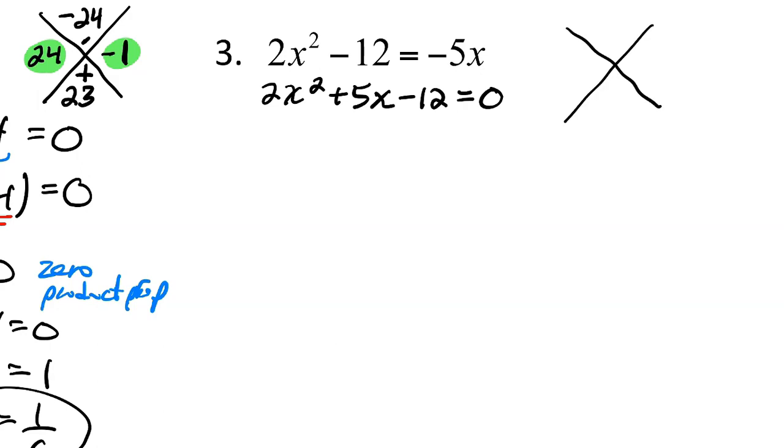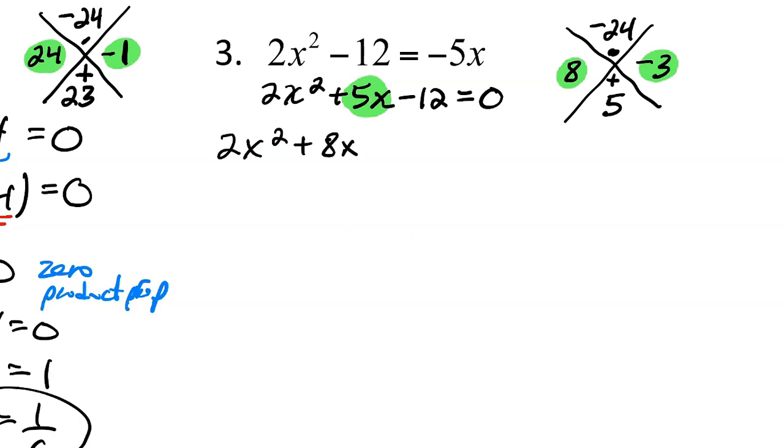So we're going to multiply 2 times -12 to get -24. We have 5 down here. And factors, that would be 8 times -3. Those multiply to -24 and they add to 5. So we would rewrite this middle term. We're going to rewrite it using these two numbers. So we have 2x squared plus 8x minus 3x minus 12 equals 0.